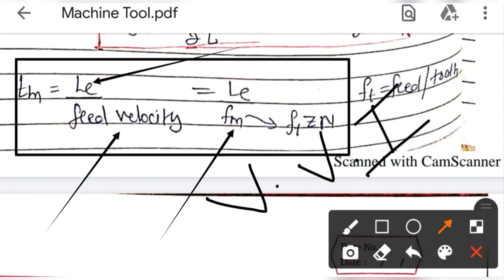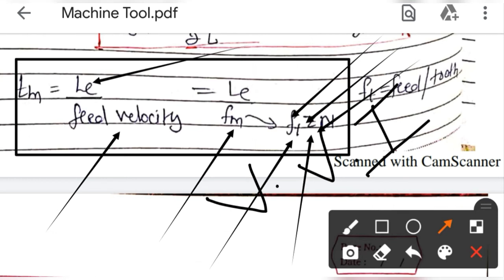Feed velocity is equal to ft into z into n. So what is ft, what is z, what is n? Here ft is feed per tooth, since there are teeth in the milling cutter. z is the number of teeth, and n is the revolution per minute, meaning the speed of the cutter or spindle.